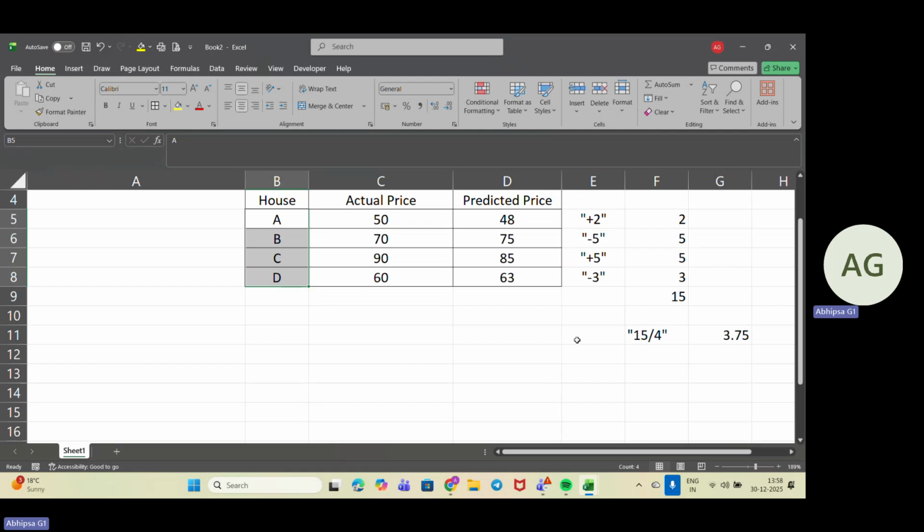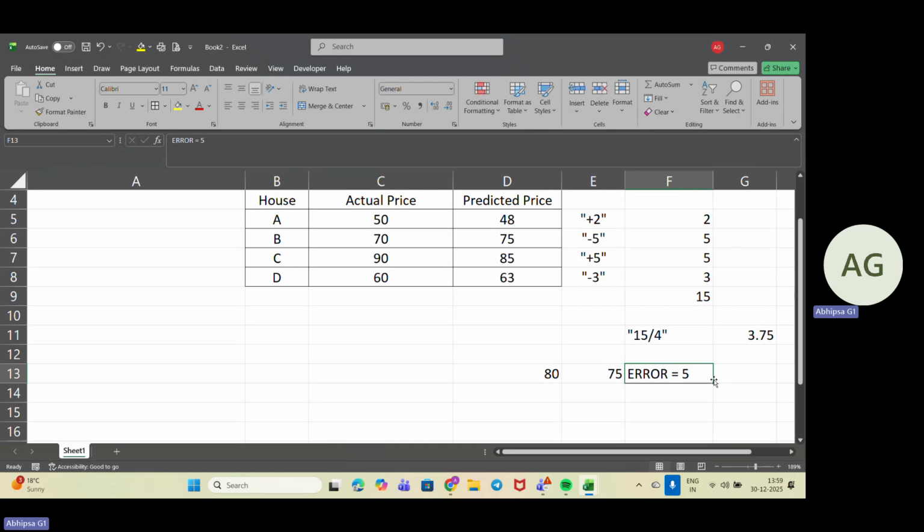Okay, so now what does this MAE actually mean? MAE equals 3.75 actually means that on average our house price guess is going wrong by 3.75 lakhs. We need to have an explanation about it. Suppose the actual price is 80 and the predicted price is around 75, right? So the error is 5, because 80 lakh is my actual price and 75 is my predicted price.